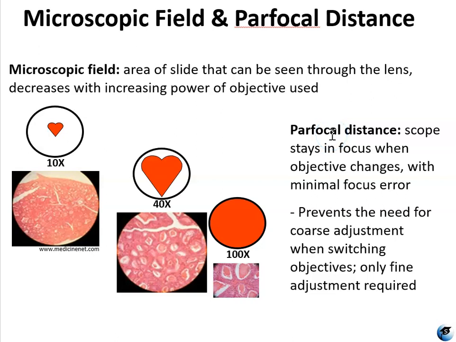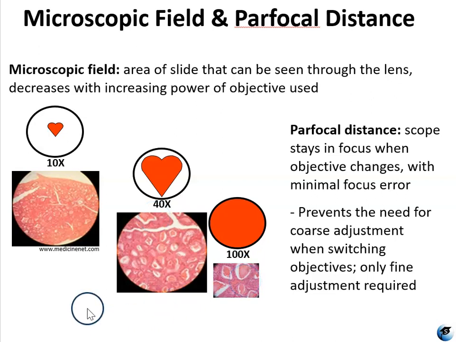The parfocal distance concept means that you should be able to move from one objective to the next without doing very much adjustment of your specimen. In other words, you don't want to move it around too much, and even adjusting the fine adjustment knob should be very minimal. You want the changes that you make between the objectives to be very slight. Because if you lose your specimen, you can't see it anymore on 40x, you're not going to find it again on 40x. You're going to have to go back down to 10x, start over, and then go back up to 40x. Same thing for 100x.